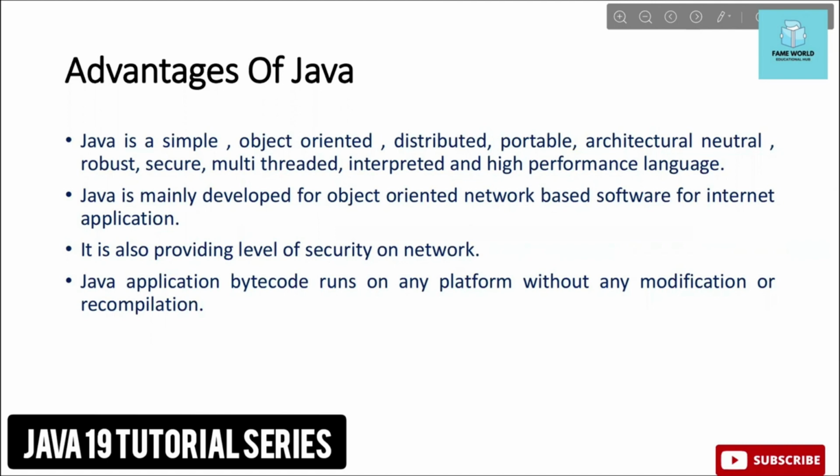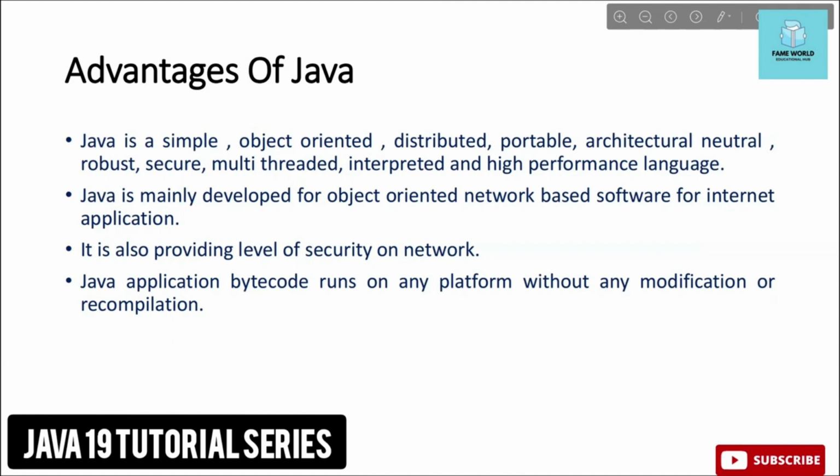Okay, so the advantages of Java, if we talk about, simply Java is a really very simple language. It is an object-oriented programming language, distributed, portable, architectural neutral, robust, secure, multi-threaded, interpreted, and high performance. I am going to explain them individually. When we talk about object-oriented, we will be discussing the OOPS concepts in very detail in this playlist only. Object-oriented programming is an approach, and Java follows the object-oriented programming approach.